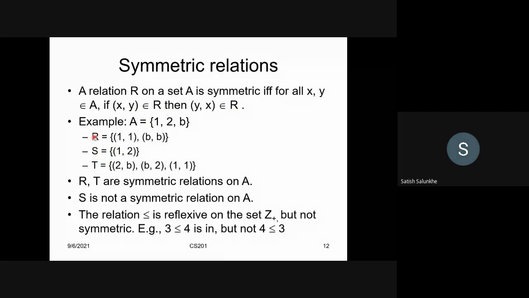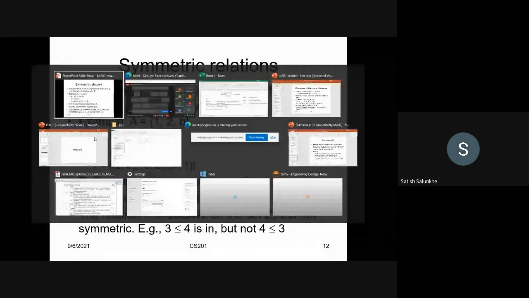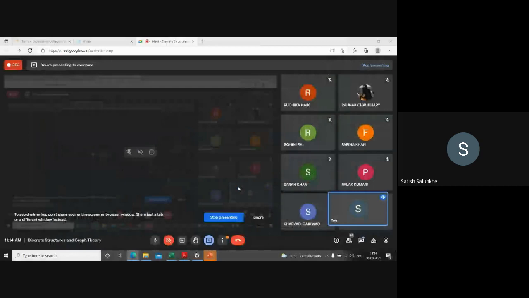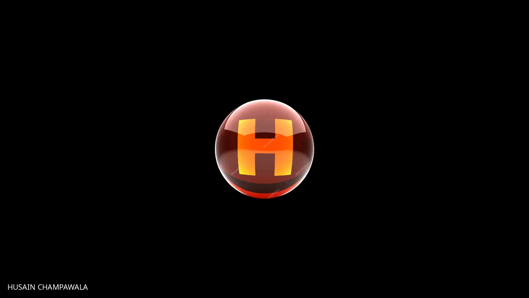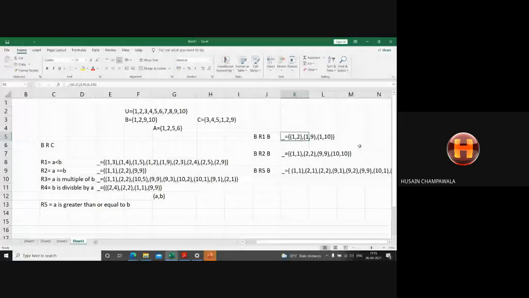So now let me know quickly, what about relation R1? Is it symmetric or not? If it is not symmetric, then why is it not symmetric? You need to give one counter example. Yes, Hussein, you are saying no. Why is it no? Sir, because (1,2) belongs to R1, but (2,1) doesn't belong to that relation. And even (1,9) and (1,10).